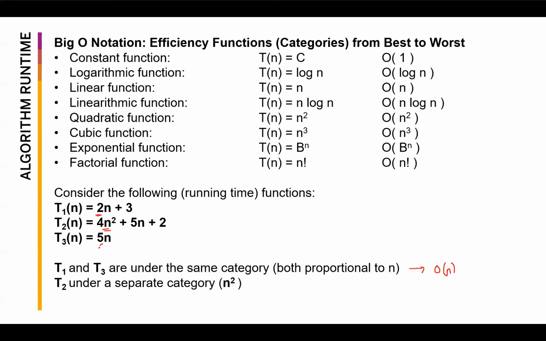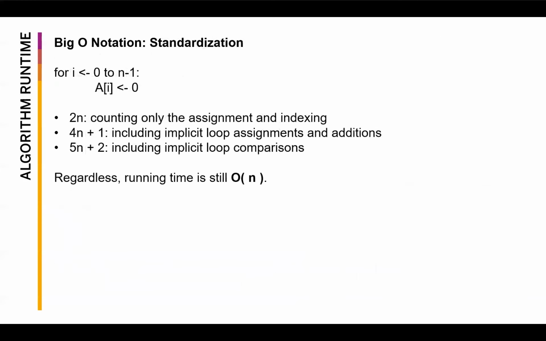How do we standardize the big O notation? For example, if we have the same loop, for i equals 0 to n minus 1, and then we assign 0 to all of the elements of the array. If we are only counting the assignment and indexing, we arrive at 2n. So indexing and assignment will happen in 2n operations.